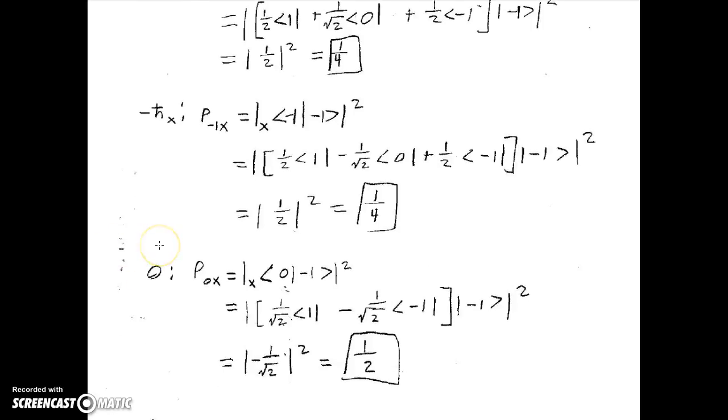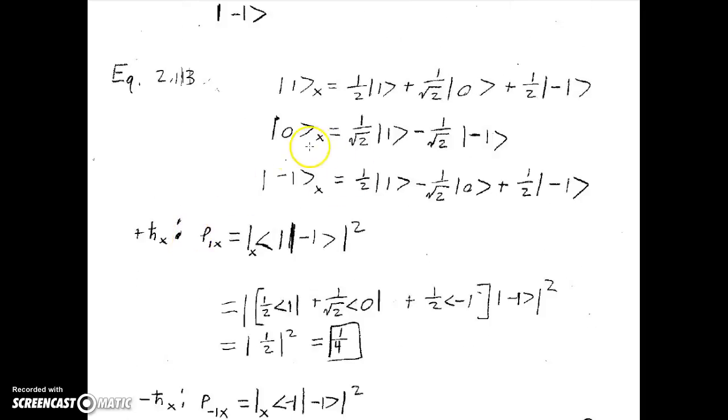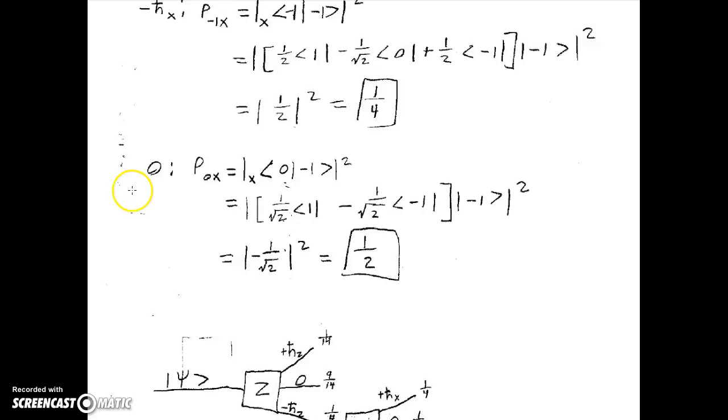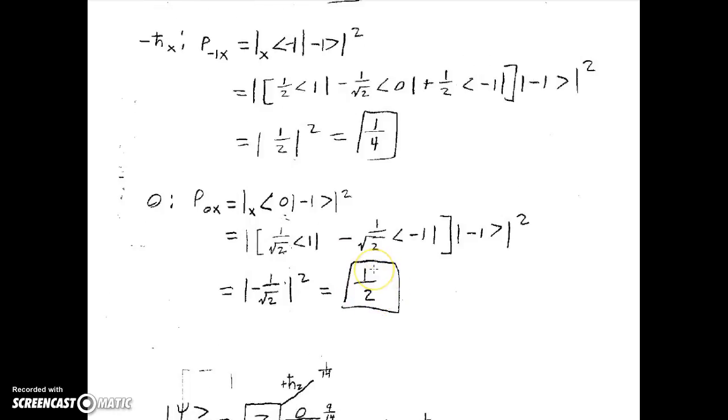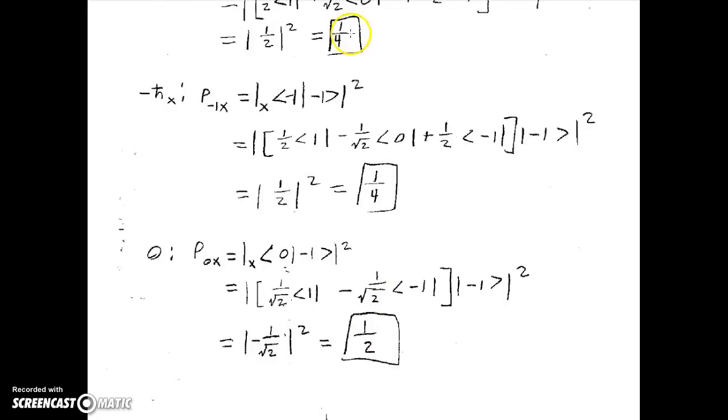For the probability of finding 0 in the x, we turn the ket into a bra, and the first term gets canceled, and so we're left with -1 over square root of 2. That squared is just 1/2. We check our answer, so 1/4 plus 1/4 plus 1/2 is indeed 1.